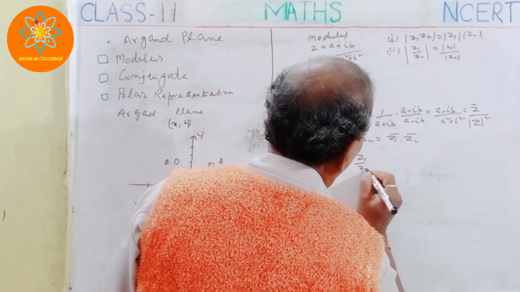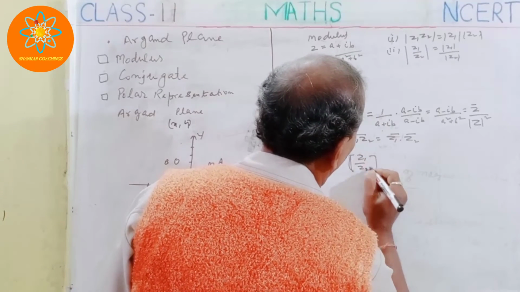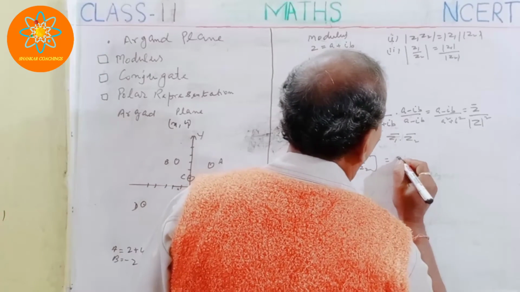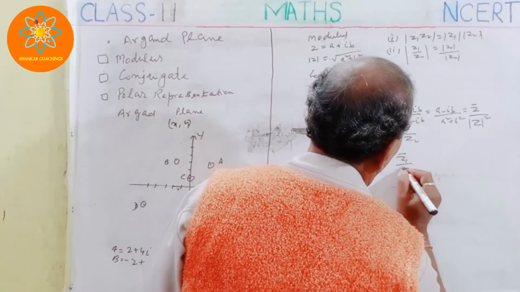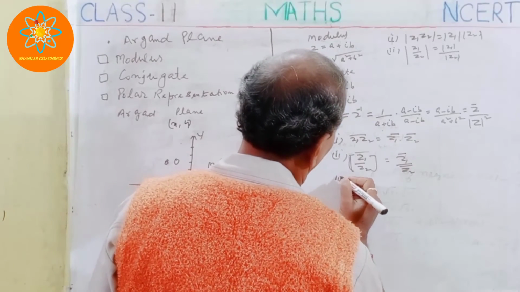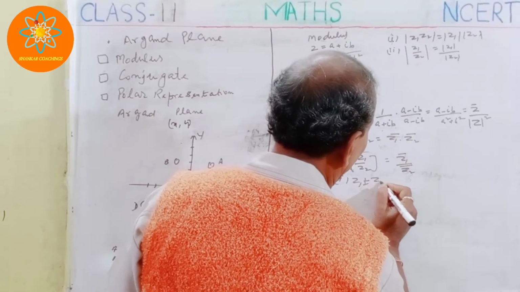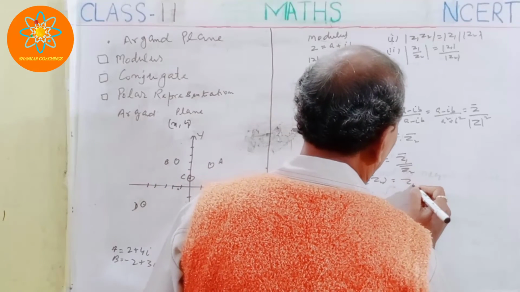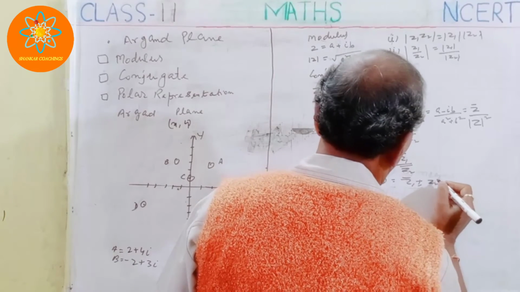Suppose z1 by z2, and I want the whole of this as a conjugate. So what is the value of this? This is equal to z1 conjugate divided by z2 conjugate. Similarly, one more formula: z1 plus minus z2 whole conjugate is equal to how much? This is equal to z1 conjugate plus minus z2 conjugate.